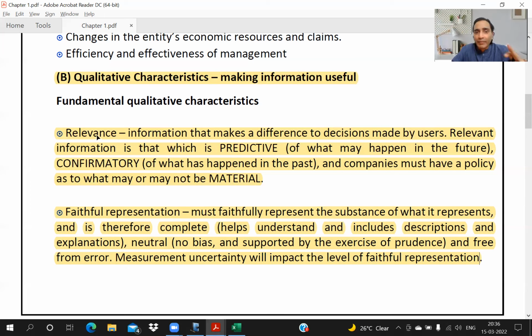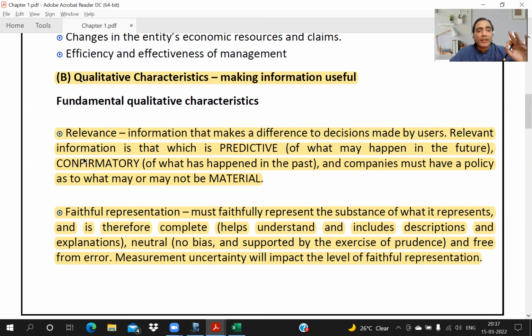So your financial statements should be relevant, and they should ensure faithful representation. So I want you to remember these two words at all times. It will help you to answer the discursive elements very well. What is relevance and what is faithful representation? That also has been very clearly given by the framework. It is the information that makes a difference to the decisions made by users. Relevant information is that which is predictive and confirmatory.